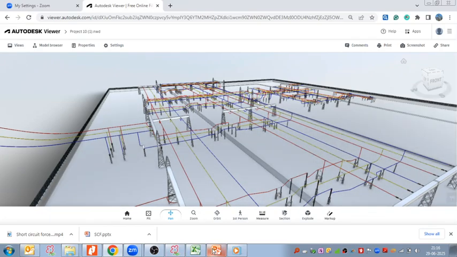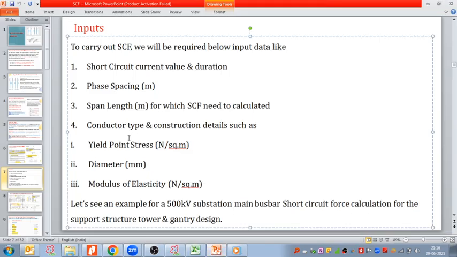Okay, clear what is the meaning of a span? What is the meaning of a span? Clear? Span length clear? Clear or no? Yes, sir. Yes, sir.